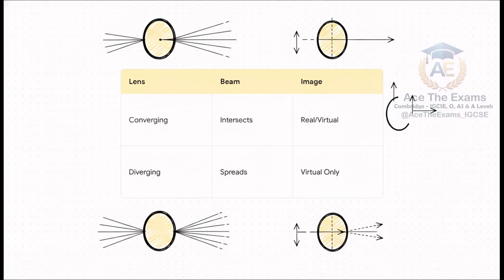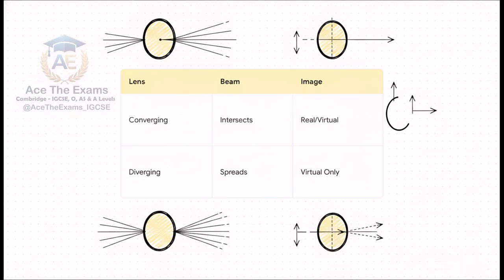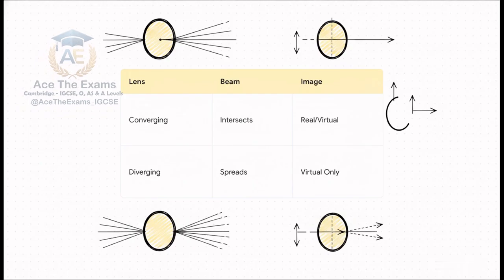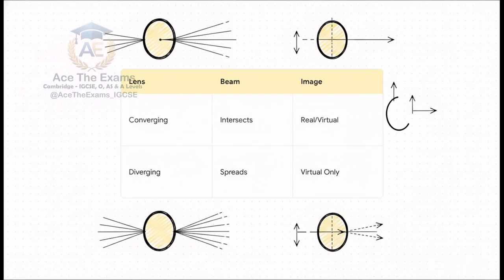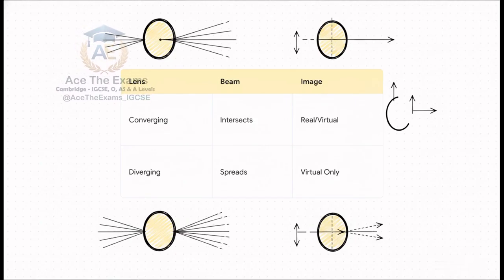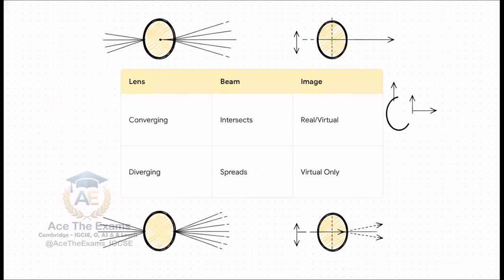Notice how a converging lens makes the parallel beam intersect at the focus, producing both real and virtual images depending entirely on object placement. But then look at the diverging lens. The beam spreads from the focus and it produces virtual images only. In the actual exam, you need to extract these relationships instantly before the timer runs out. If a question asks for a real image, you must immediately eliminate diverging lenses from your options. Boom, half the work is done just by understanding the core trends.